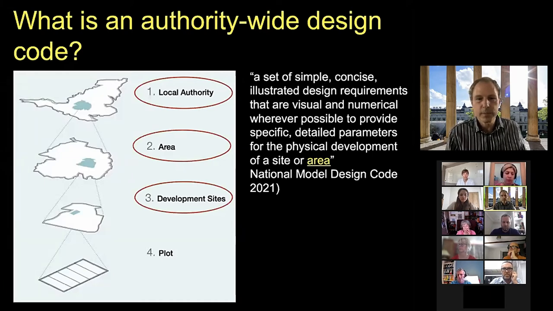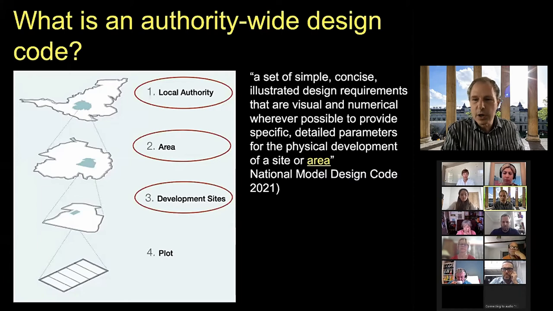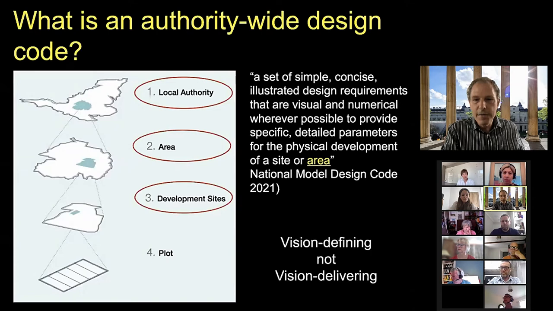This fundamentally changes the nature of design codes because first, they're being prepared for very large territories with very varied characteristics that might potentially encompass everything from, you know, high density town centre perhaps to low density suburbs or even into rural areas. And second, they will need to be prepared in the absence very often of a spatial design vision, becoming in effect vision defining rather than vision delivery tools.